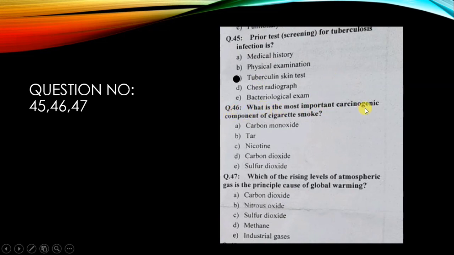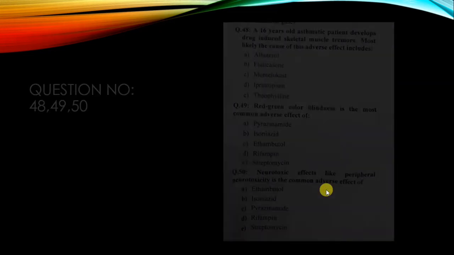Question number 46 is what is the most important carcinogenic component of cigarette smoke? Carbon monoxide, tar, nicotine, carbon dioxide, or sulfur dioxide. So in cigarette smoke, tar is the most carcinogenic compound. Which of the rising levels of atmospheric gas is the principal cause of global warming? Carbon dioxide, nitrous oxide, sulfur dioxide, methane, or industrial gases? Carbon dioxide is also called a greenhouse gas, and it is most commonly involved in the greenhouse effect, which can lead to global warming.